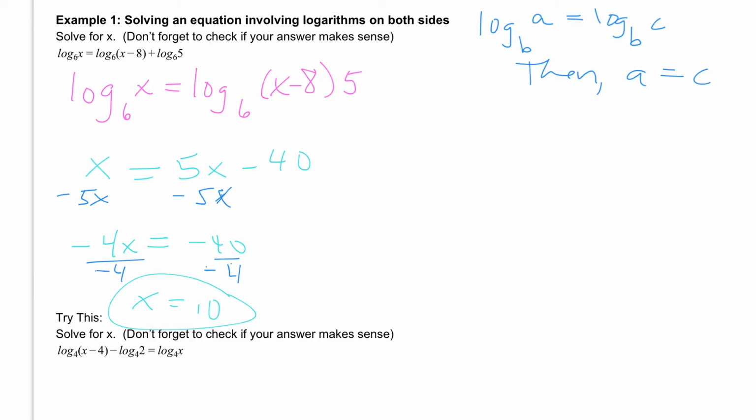And then you always want to check to make sure your answer doesn't provide you with any negatives within your logs. You can never take the log of a negative number, so we want to make sure the answer we get does not cause a negative inside our log. So if we plug in a positive 10 here, we're fine. 10 minus 8 is a positive number, so we know that our answer is correct, and our answer is 10.